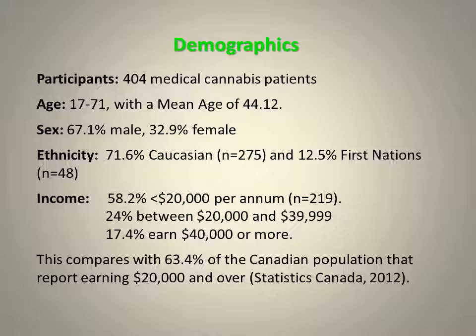Income levels were significantly lower than the Canadian average, with 58.2% reporting they had incomes of less than $20,000 per year, 24% report earnings between $20,000 and $39,999, and 17.4% report earning $40,000 or more. This compares with 63% of the Canadian population that report earning $20,000 and over.